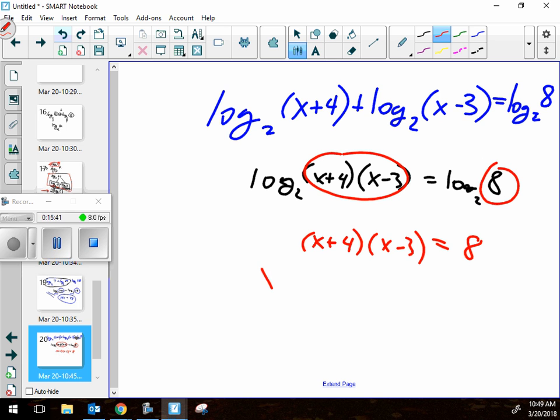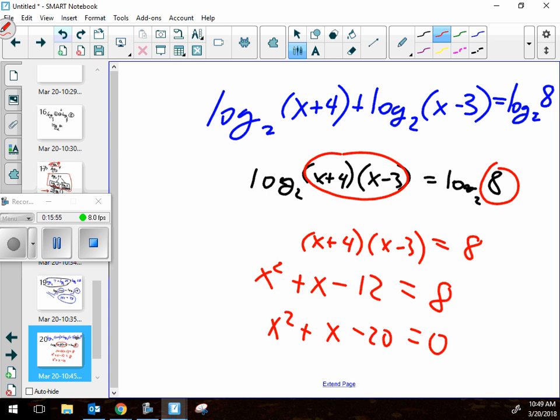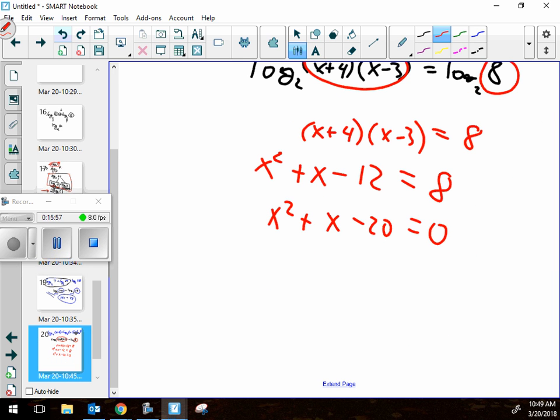Did you get x squared plus x minus 12 is equal to 8? And then I've got to subtract 8 from both sides. x squared plus x minus 20 equals 0. Oh, that's a pain. Doesn't seem like it would factor, but it does. Raise your hand if you figured out that it factored. Sweet.